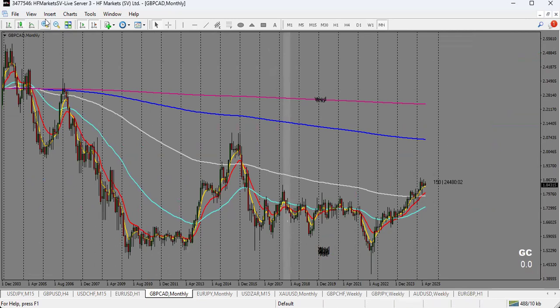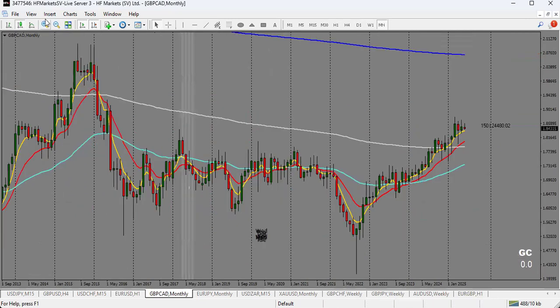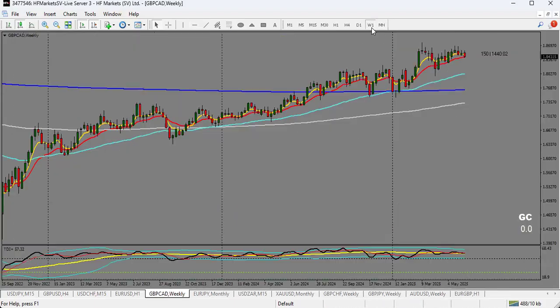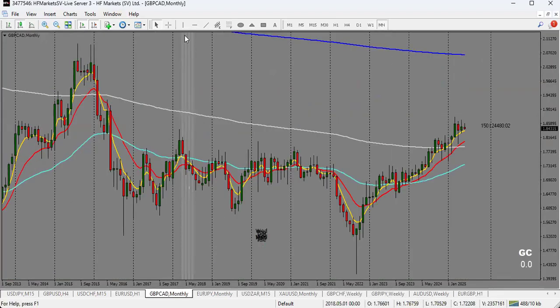Let us now look at GBP CAD on the monthly time frame. I can see the market structure is bullish. We had this retracement, pinned to the 13 EMA, and we are on a bullish market structure. We are now in a consolidation. You can see this here is a consolidation, like a pennant, and we are still bullish.